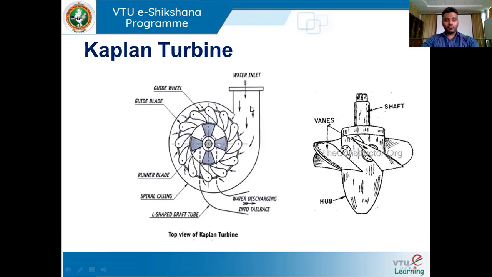So coming to working of this Kaplan turbine, as I mentioned, it's an axial flow turbine, where water enters into a runner blade in an axial direction. But here we can notice that water entering into the spiral casing and flowing through a guide blade takes a 90-degree turn, and then flows in axial direction along a runner blade.